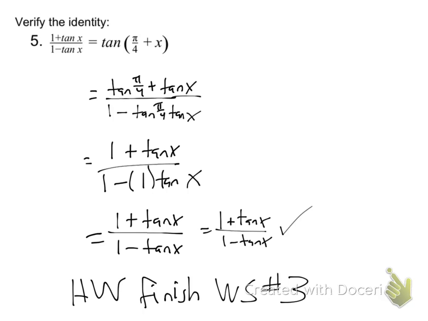Now you have enough information. You guys can finish worksheet number 3. So your job is to finish worksheets 1, 2, and 3. Tomorrow we'll review. Wednesday we'll have a quiz on just the Pythagorean identities, the cofunctions, the big 3, little 3 conversion, proving the addition and subtraction formulas.